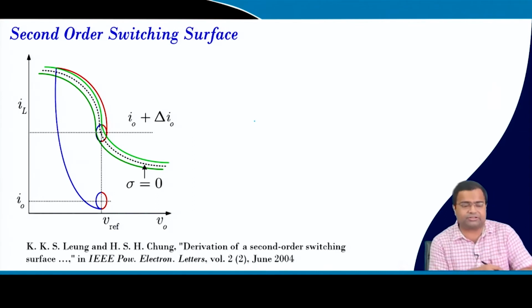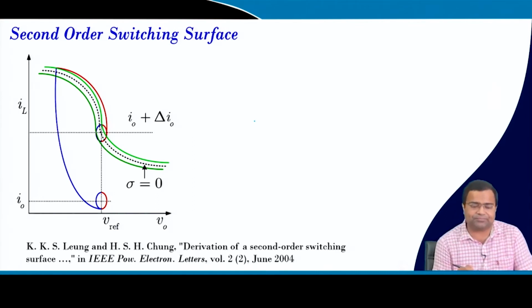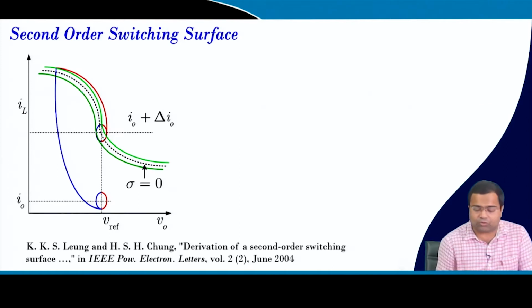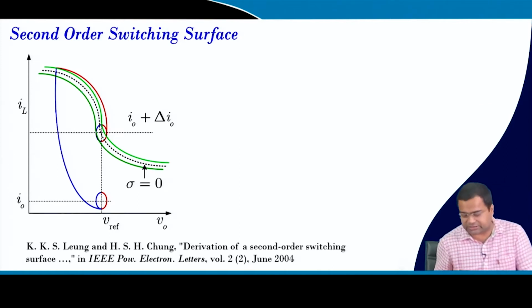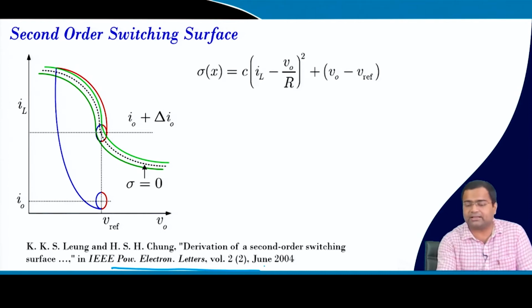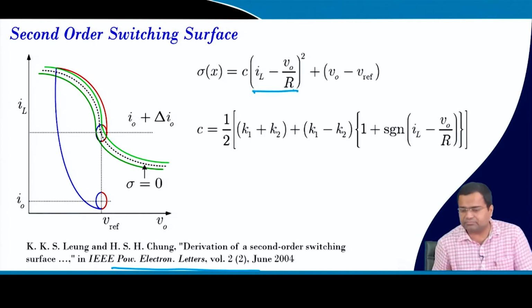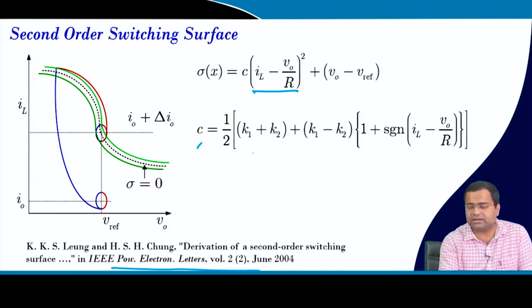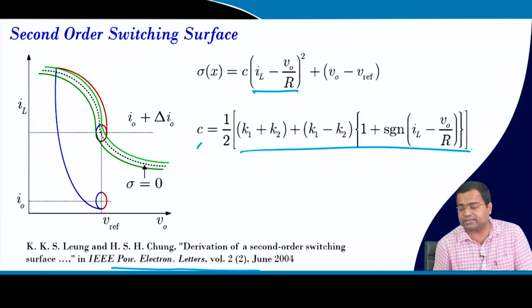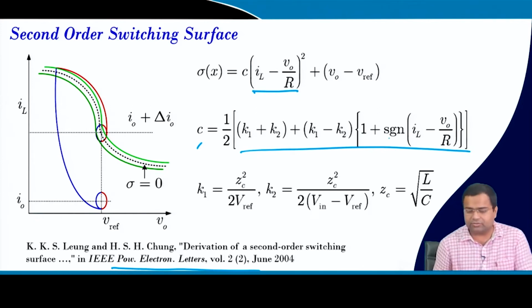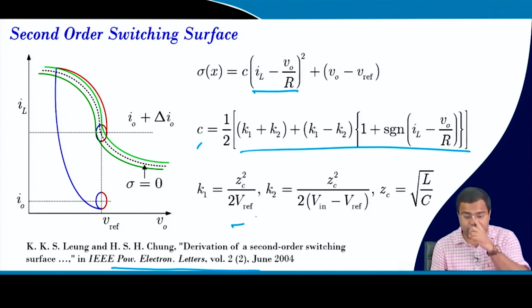And we have also considered a second order switching surface, and how to design the second order switching surface is discussed in this paper. We have taken the current error square into some constant into voltage, and this constant can be constructed using a signum function, where K1, K2 are functions of characteristic impedance, reference voltage and input voltage like this.